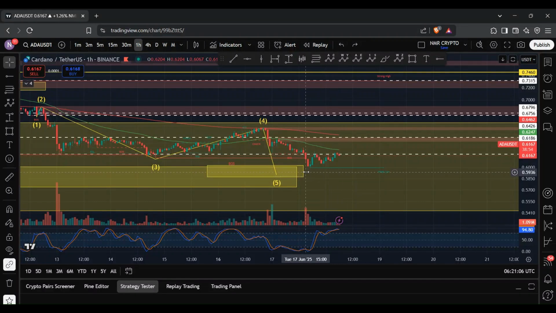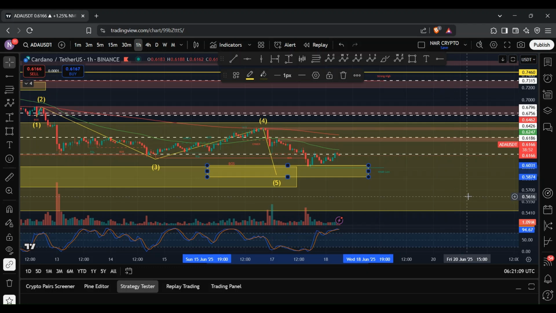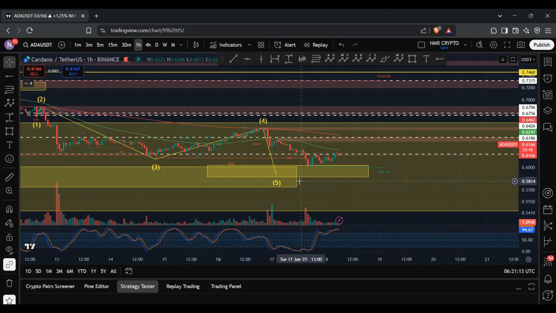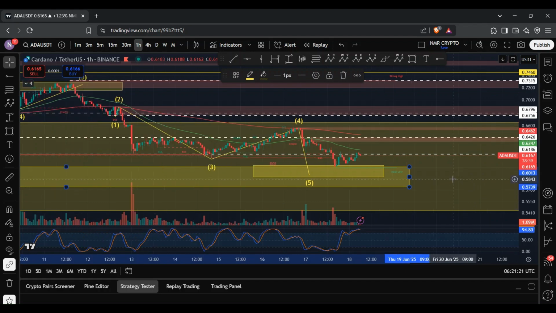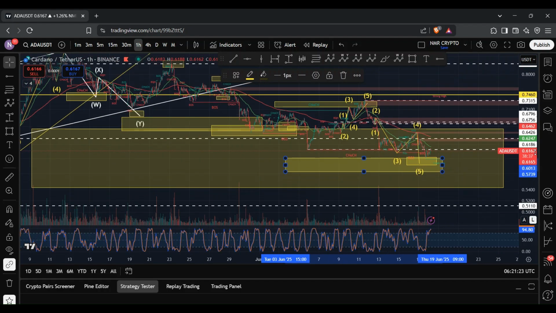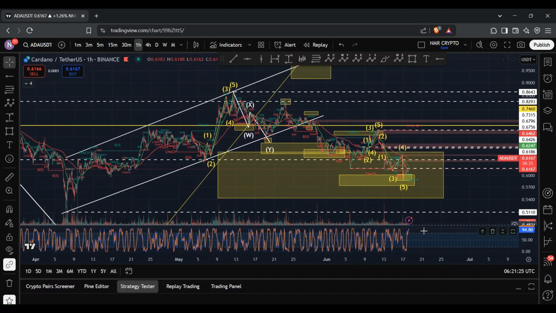So ADA has tapped into the Wave 5 target, sitting between 58.74 cents to 60.31 cents. And you can also see that we tapped into the Wave Z target, which is something I've been tracking for a while now, sitting between 57.39 cents to 60.12 cents. And so it's possible that this correction move to the downside is now complete, and then we get to see that bounce to the upside.